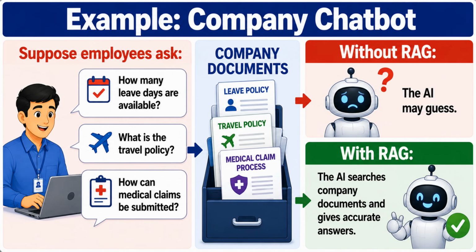Now we will see a company chatbot example. Suppose employees ask, how many leave days are available? What is the travel policy? How can medical claims be submitted? Without RAG, the AI may guess the answer. With RAG, the AI searches the company documents and gives accurate answers.